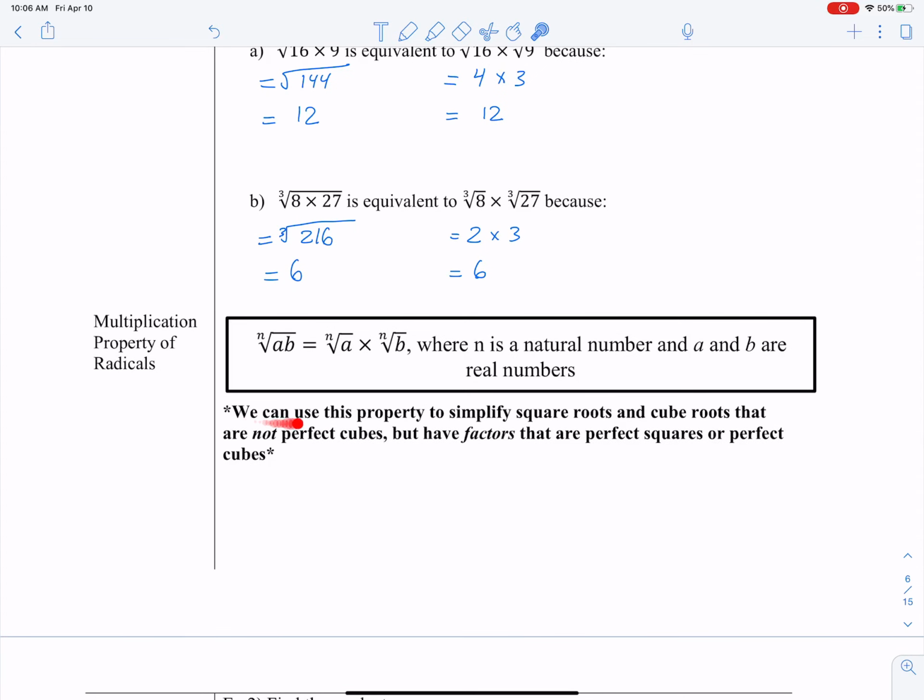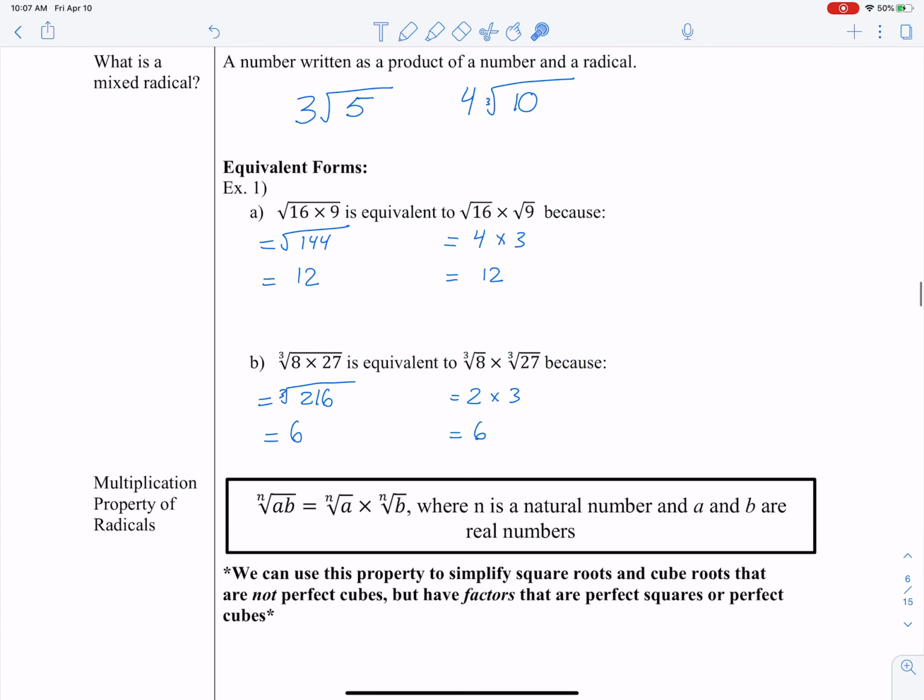We can use this property to simplify square roots and cube roots that are not perfect squares or perfect cubes, but have factors that are perfect squares or perfect cubes. So we're going to use this on the next page. This is just background information to show you why what we're going to do next works.